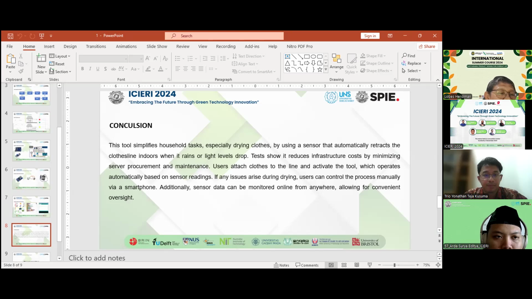If any issue arises during drying, the user can control the process manually via smart mode. Additionally, the sensor data can be monitored online anywhere, allowing comfortable oversight.